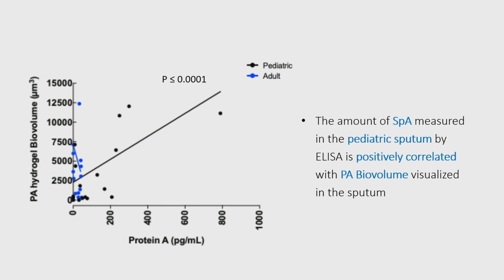Although we did not see any difference between PA-SA co-infection compared to PA mono-infection in the pediatric patients, the amount of SPA concentration measured by ELISA seems to be positively correlated in the kids' sputum with PA biovolume. So this seems to be very important. And I think this is an interesting thing because a lot of the time when I'm visualizing these gels, if Staph aureus is eliminated, SPA is still present and it might be interacting more with Pseudomonas, so it might be something to look into more.